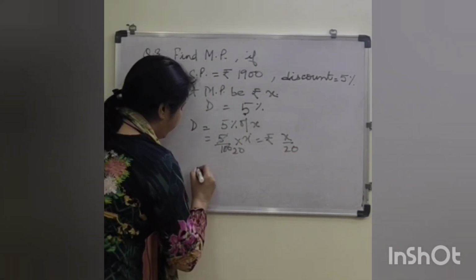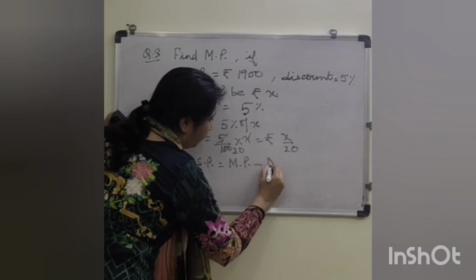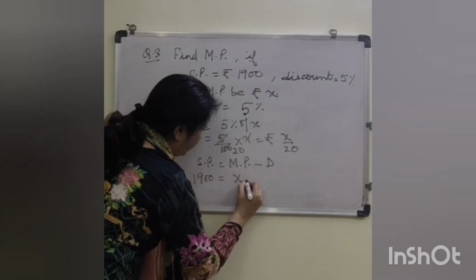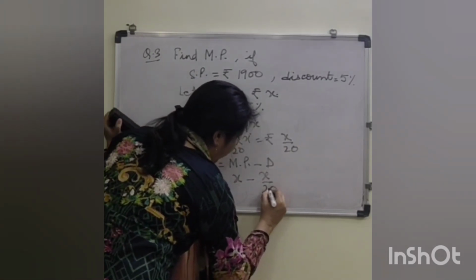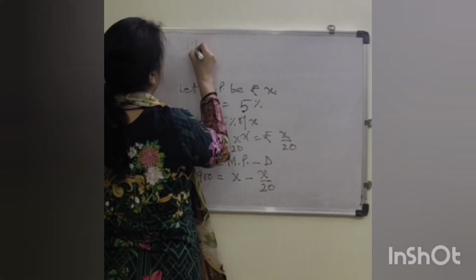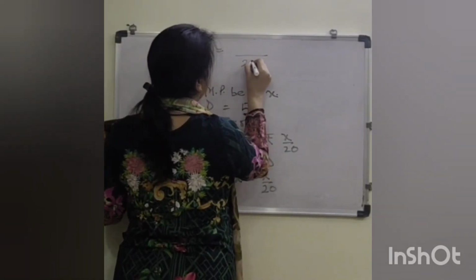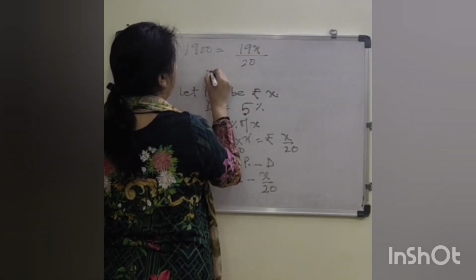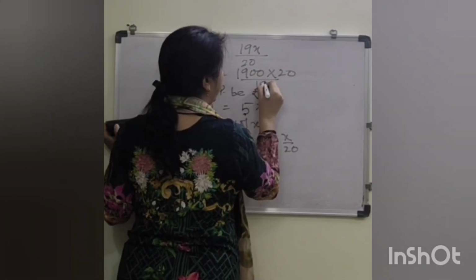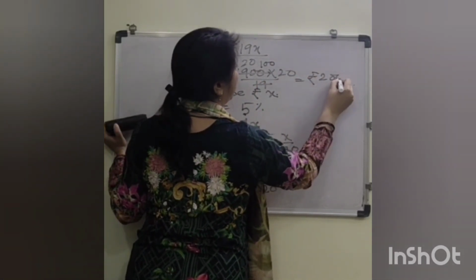Now we use the single formula SP is equals to MP minus discount. SP is 1900 is equals to X minus X over 20. If we take LCM, then we get 1900 is equals to 19x upon 20. So x is equals to 1900 into 20 over 19. So answer comes rupees 2000.